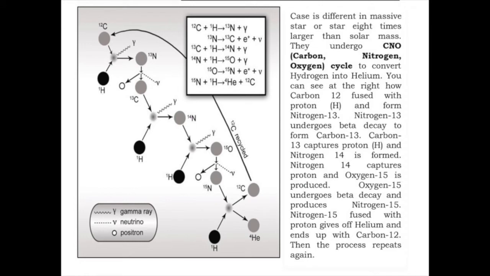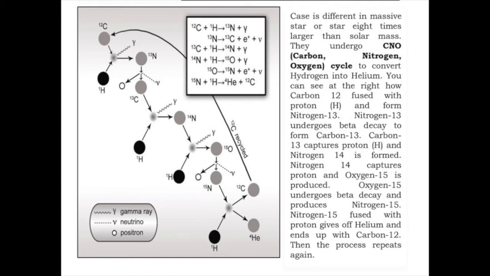So the case is different in massive stars, or stars 8 times larger than the solar mass. They undergo the CNO cycle, or the carbon, nitrogen, oxygen cycle, to convert hydrogen into helium. You can see at the right how carbon-12 fuses with a proton and forms nitrogen-13.